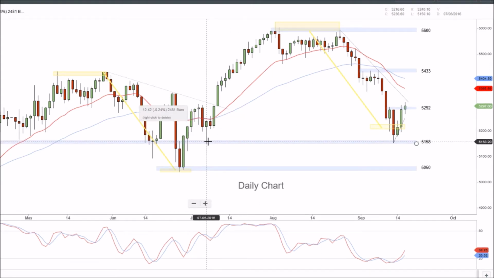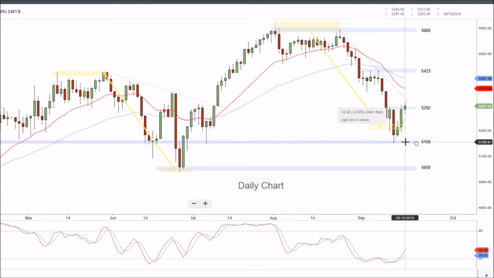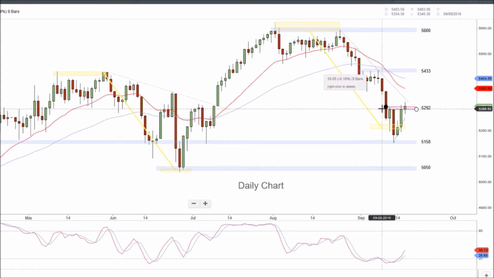We found that got rejected off that zone, and the last few days have been quite positive. We were expecting a bit of a bounce off that zone, so it'd be interesting to see how far we can actually go and how far we can push up. The major level which we just broke through last night and today was 52.92, so we'll see what happens tonight in the US to see if they can get any follow through.